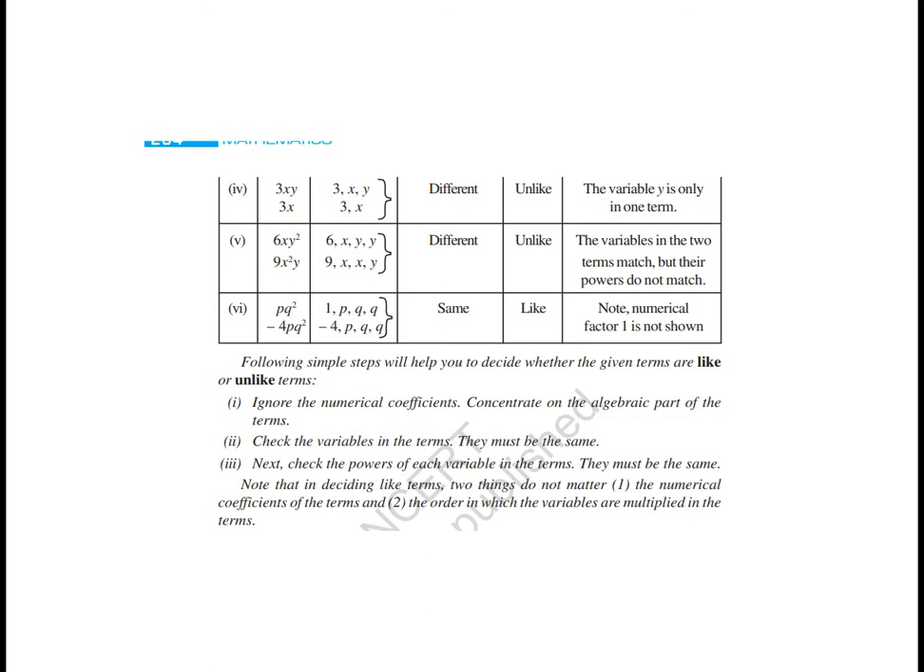Like for example, यहाँ पे दिया हुआ है 3xy and 3x. You can say that x तो दोनों में ही है, but no, एक में 3xy है, एक में सिर्फ 3x है. So since there is an extra variable y in one term, they are unlike terms. The variable should be same and with the same power. Like in 6xy square and 9x square y. So 6xy square है and 9x square y है. Both have x and y but with different powers. So they will be unlike terms.